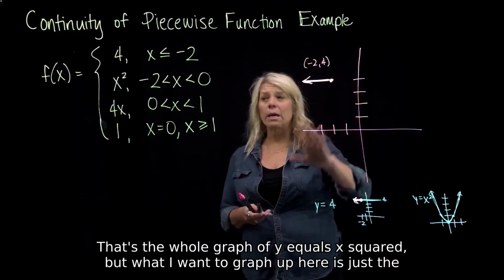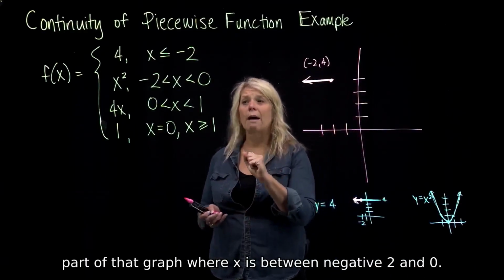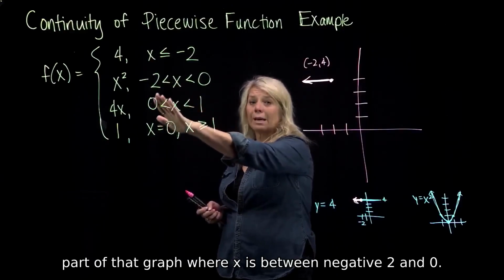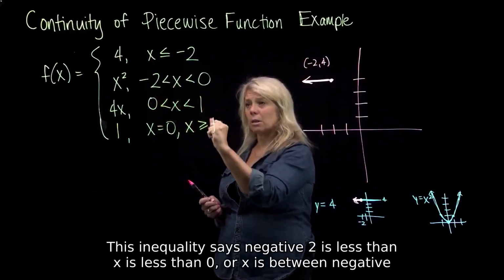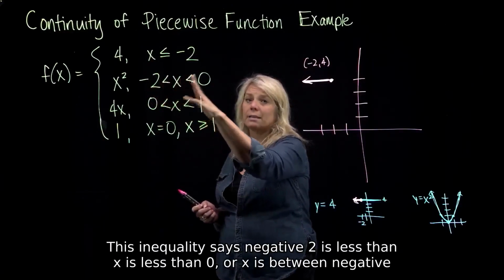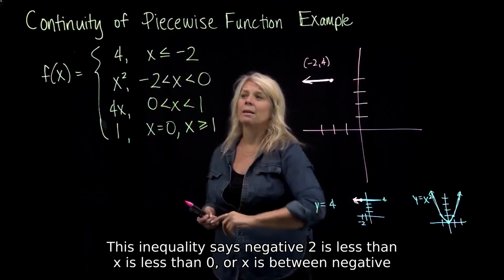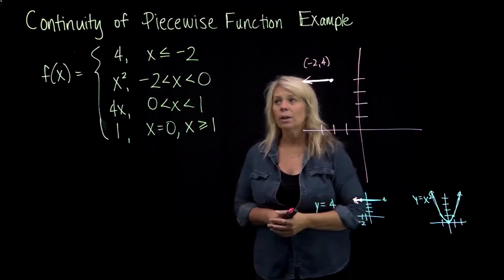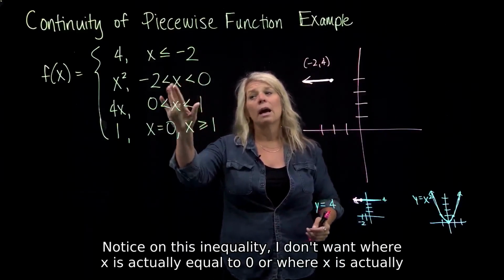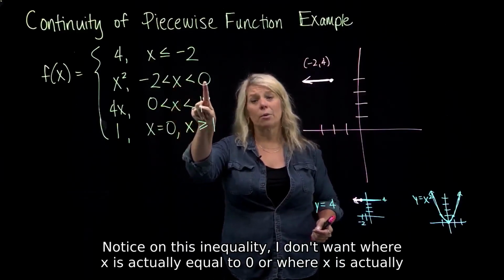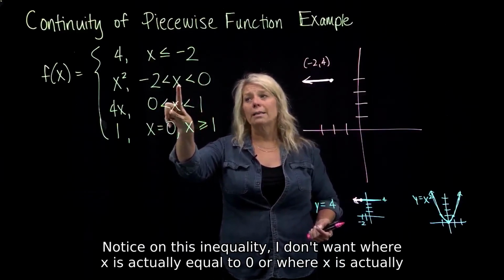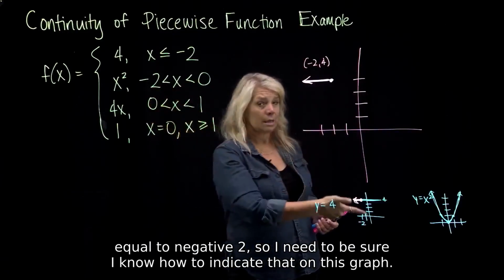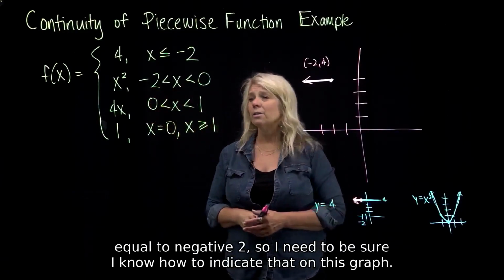But what I want to graph up here is just the part of that graph where x is between -2 and 0. So this inequality says -2 is less than x is less than 0, or x is between -2 and 0. Notice on this inequality, I don't want where x is actually equal to 0 or where x is actually equal to -2. So I need to be sure I know how to indicate that on this graph.